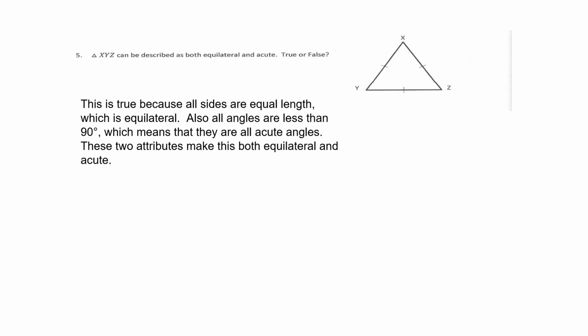XYZ is both equilateral and acute. True or false? Well, it's true. All sides are equal in length, which is why they have those lines there. And all angles are less than 90 degrees, which means they're acute. So both of those attributes make it equilateral and acute.